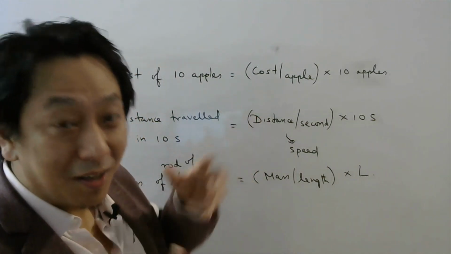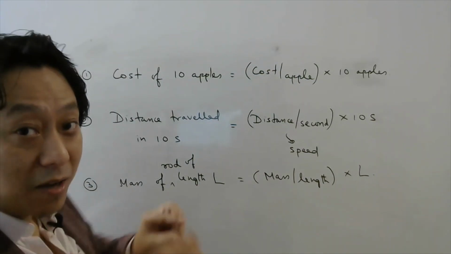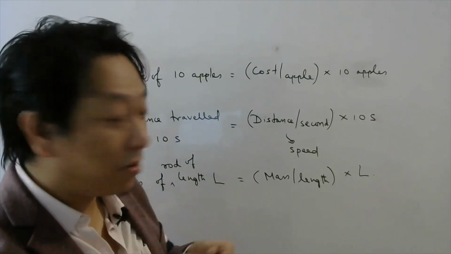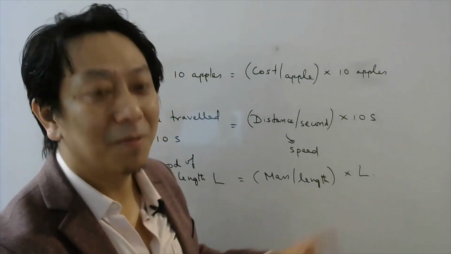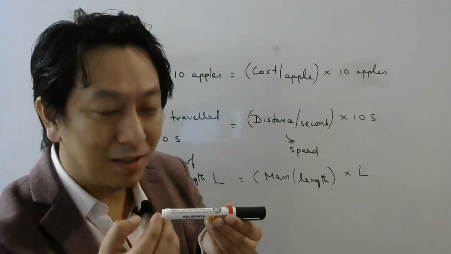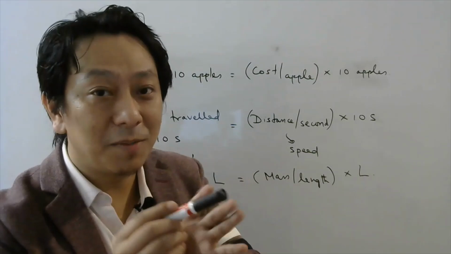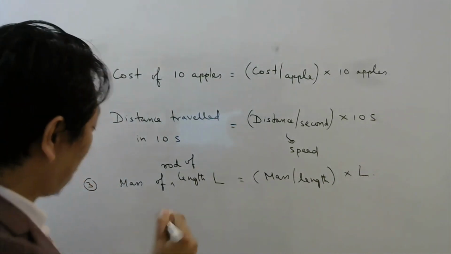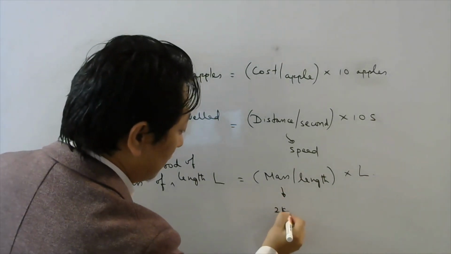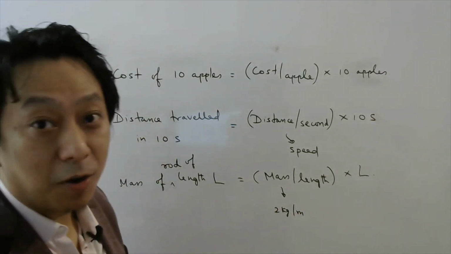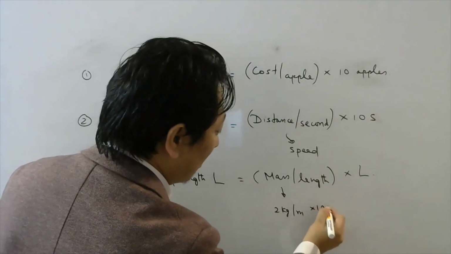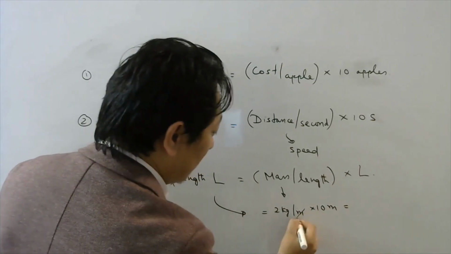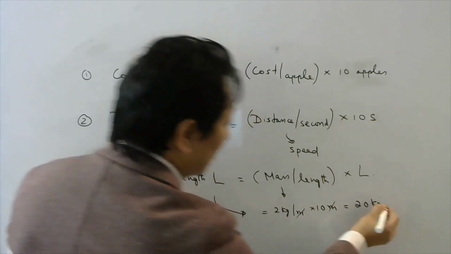Similar to this logic, suppose you want to find the mass of a rod, and its length is capital L. What do you know? You know the mass per unit length, meaning you know the mass of 1 meter, and this rod is, let's say, 10 meters. Then what will be the mass of the rod? Mass per unit length into total length, right? So if your mass per unit length is 2 kg per meter, then what will be the mass of 10 meters? Just multiply with 10 meters. The meter will cancel, and the mass is 20 kg, right?